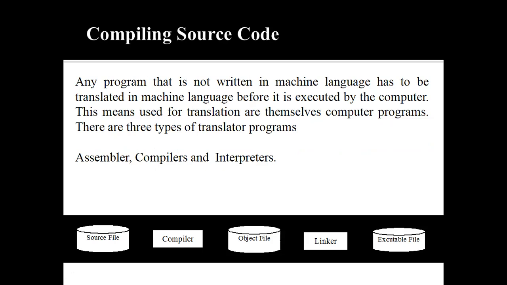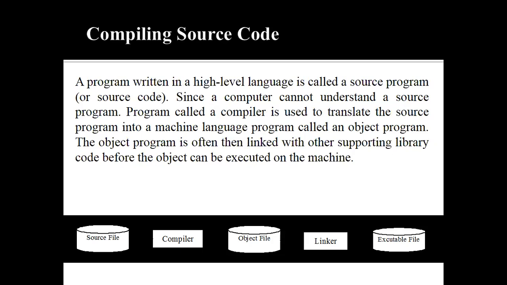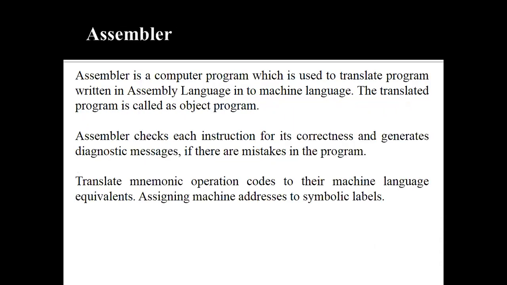In assembly language, we studied that there is an assembler that helps convert assembly language into machine language, so the machine can read it. And in the case of a high level language, we have a compiler that compiles the source file into an object file, and then there is a linker that leads to the executable file. So what is an assembler, actually? Let us have a look.